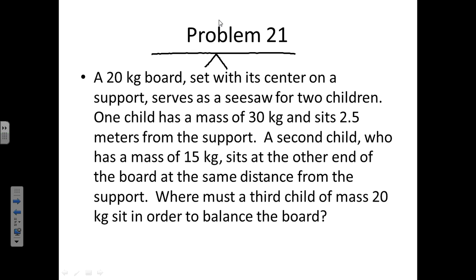So that's like the fulcrum of the seesaw. On one side, we put a kid of mass 30 kilograms, 2.5 meters from the support. I'm going to draw this a little bit lower. So let's say this is the 30 kilogram kid, and the distance from the kid to the center is 2.5. All right, a second kid sits on the other side, 15 kilograms, and he's sitting at the same distance from the support. So he's also sitting 2.5 meters from the center.